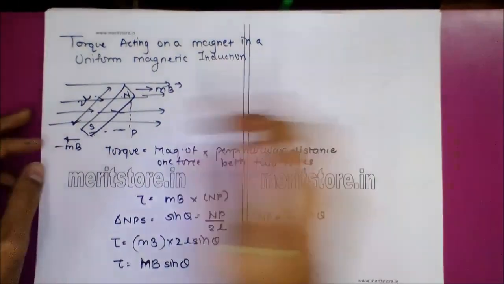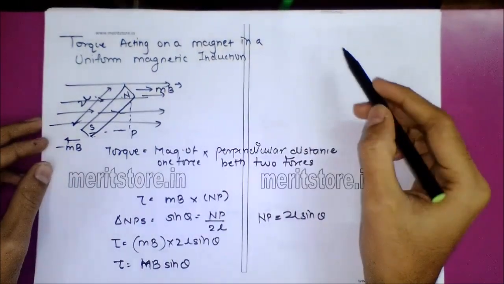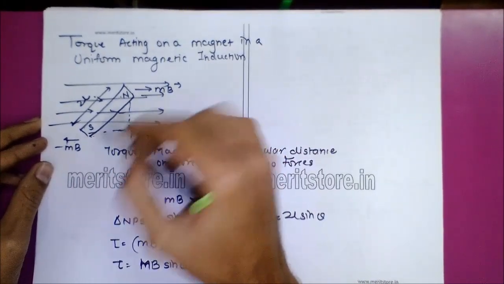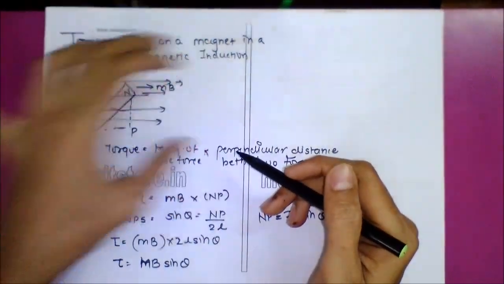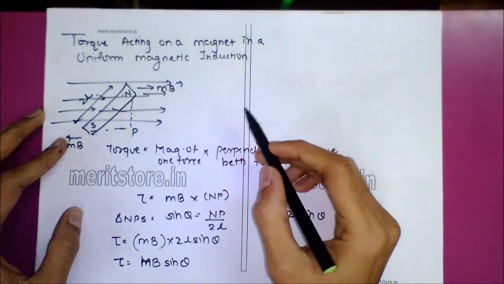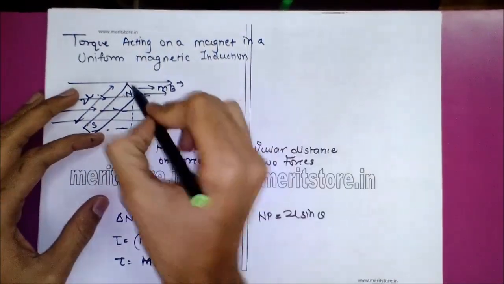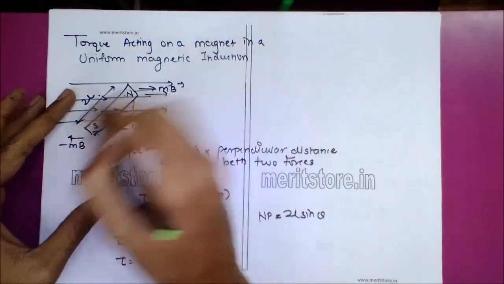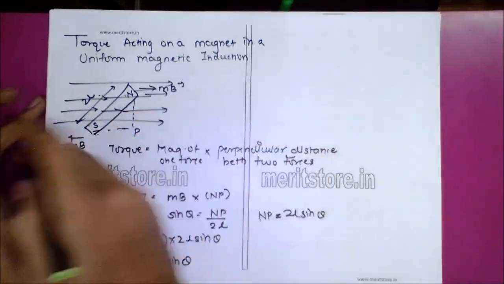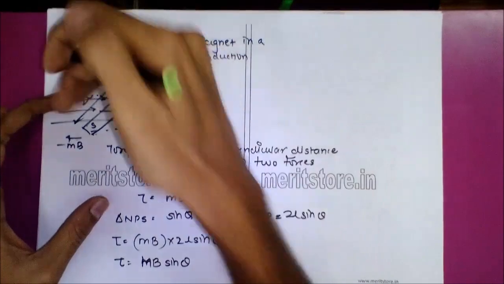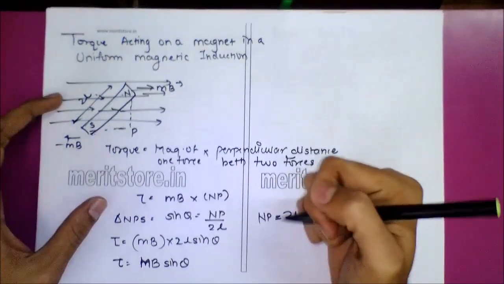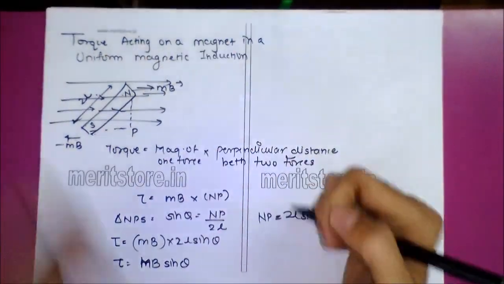Now, the torque acting on a magnet in a uniform magnetic induction. This is the magnet, basically with the north and the south poles. It is kept in a magnetic field. So the torque which will rotate the magnet will be acting on both the poles, that is, on the north in the forward direction and on the south in the backward direction. These forces will pull it towards each other. That will cause the magnet to move.